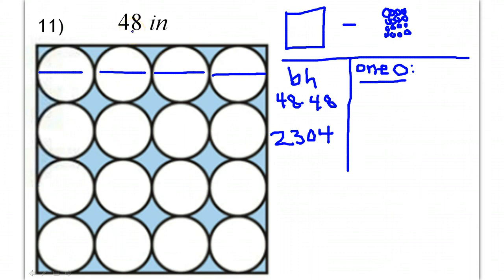48 divided by 4? Okay, so for starters, these are all diameters of 12. That means the radius of each one of these circles is 6. That means one circle is going to be 36 pi. That means 16 circles.